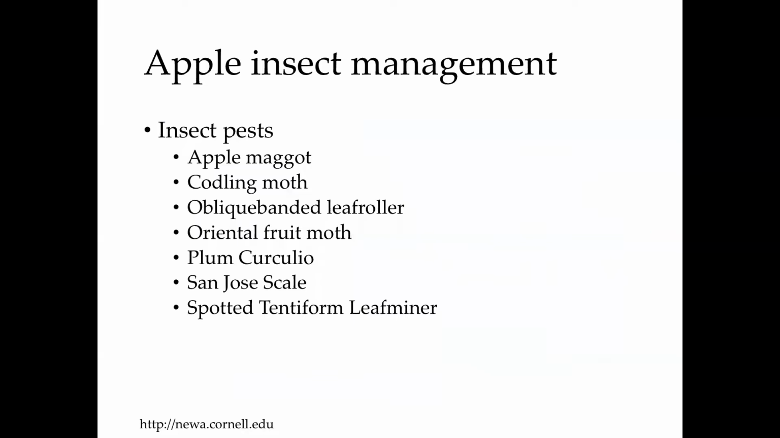What I'll do in the next slide is just jump right to the live NEWA site, and I'll talk through and walk you through some of the features in an example. I won't go through all of these, but it's the same principle for everything. So for insect pests, we have apple maggot, codling moth, oblique-banded leaf roller, oriental fruit moth, plum curculio, San Jose scale, and spotted tentiform leaf miner. And if you give me just a second, I will switch over.